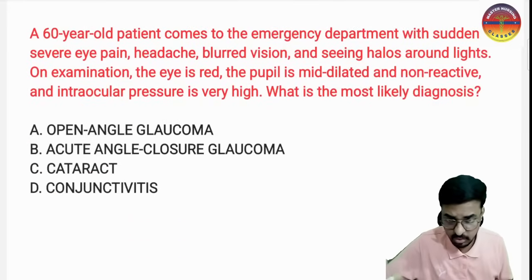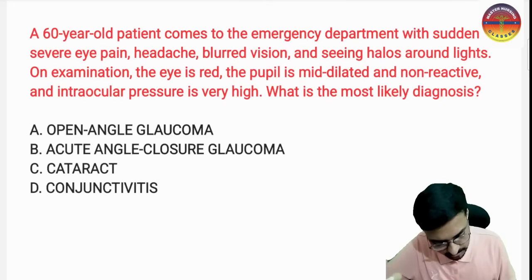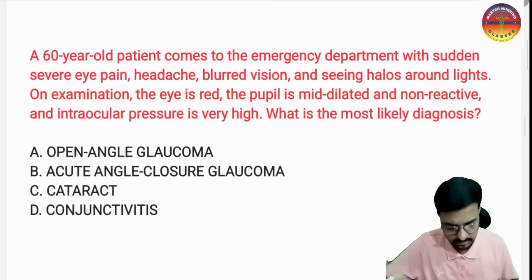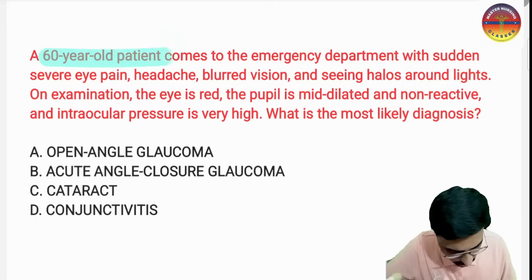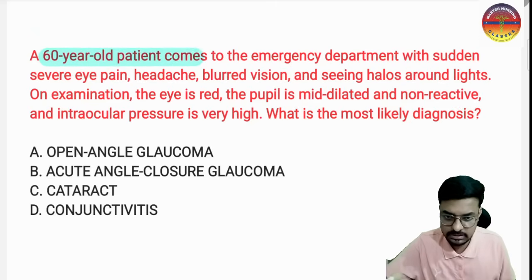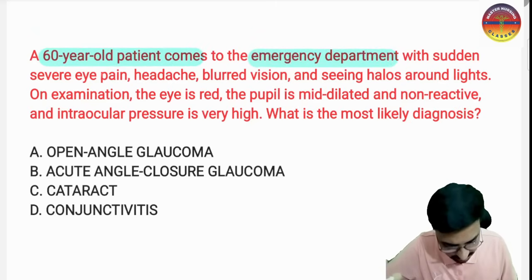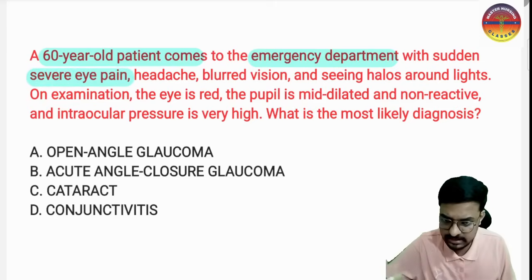A 60-year-old patient is coming to the emergency department with a sudden severe eye pain. What is happening here? The 60-year-old patient is there. This patient is coming to the emergency department with a sudden severe eye pain. So with a sudden and severe eye pain.